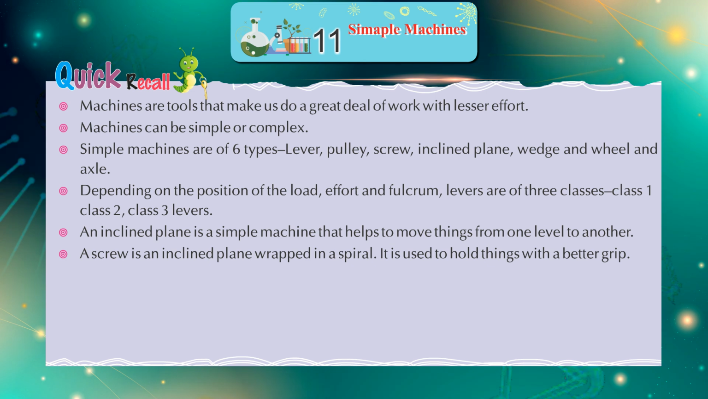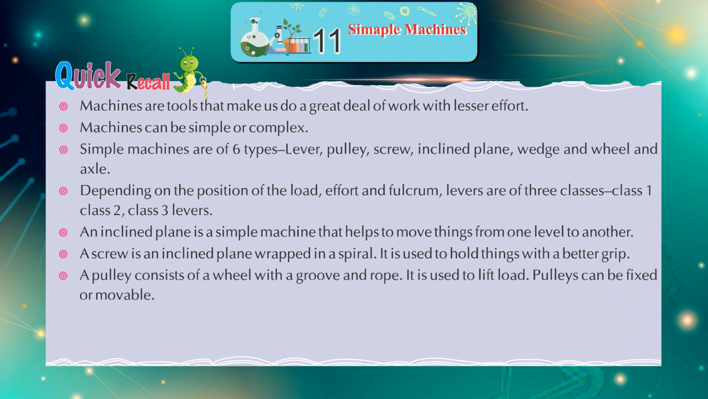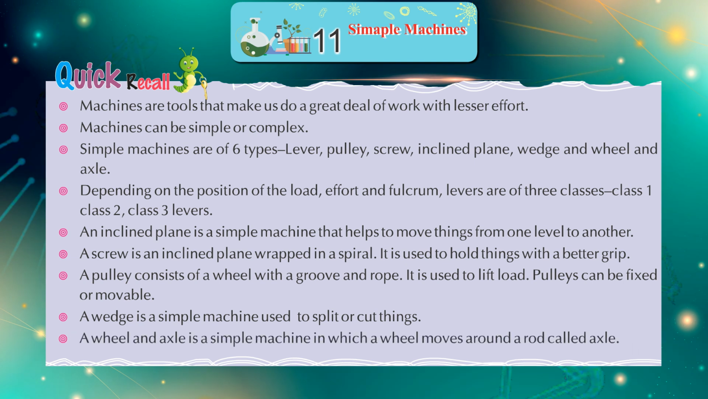A screw is an inclined plane wrapped in a spiral. It is used to hold things with a better grip. A pulley consists of a wheel with a groove and rope. It is used to lift load. Pulleys can be fixed or movable. A wedge is a simple machine used to split or cut things. A wheel and axle is a simple machine in which a wheel moves around a rod called axle.